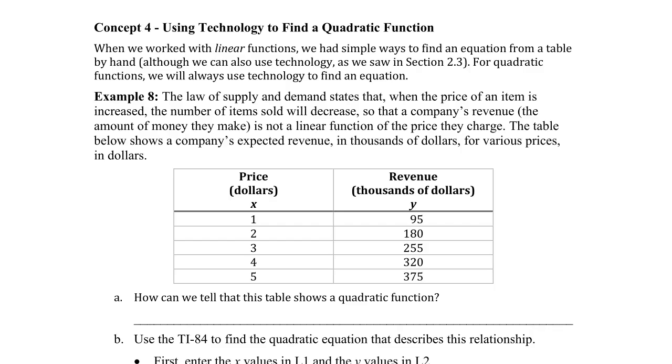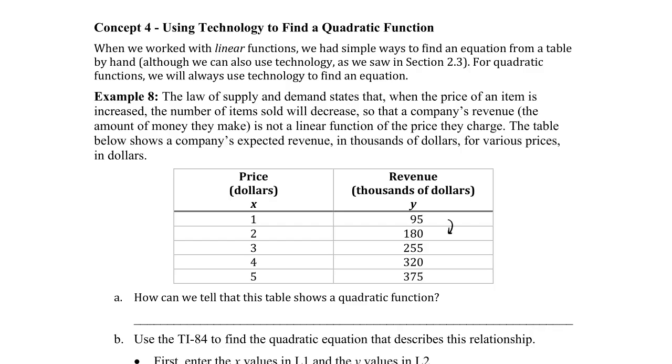The company's revenue is not a linear function of the price they charge. It turns out that a quadratic model is a very good fit for many items. So here we have a table showing the price the company charges for an item versus their revenue in thousands of dollars. And we're going to first examine the pattern in these values.